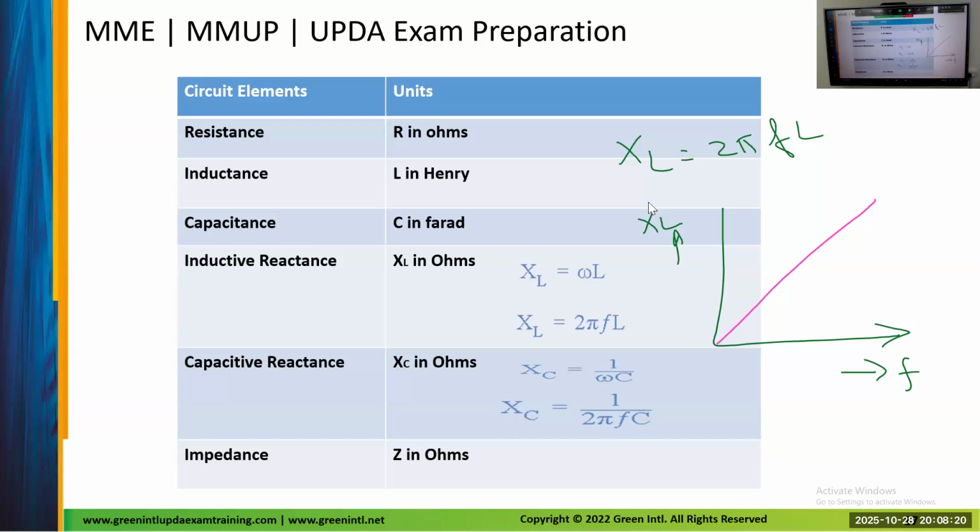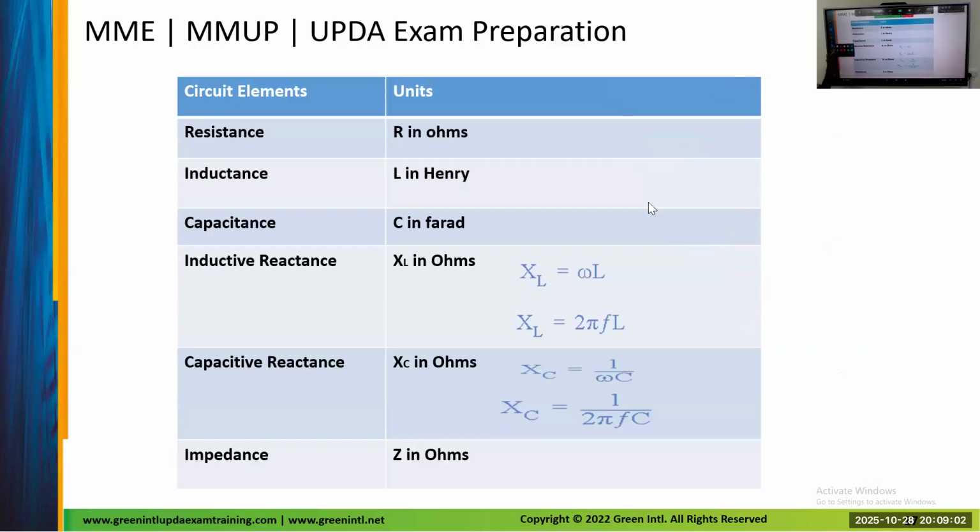Note the word linearly increasing, because it's just like a straight line formula. Because the XL we write as Y, and the 2 pi and L we take as a constant. So F, the X, stands for frequency, and 2 pi L becomes a constant. That's why it's just like Y is equal to MX. So we have a straight line. But as an electrical engineer, what we understand is, if the frequency increases, the XL increases linearly. If the frequency is 0, it will behave as a short circuit.